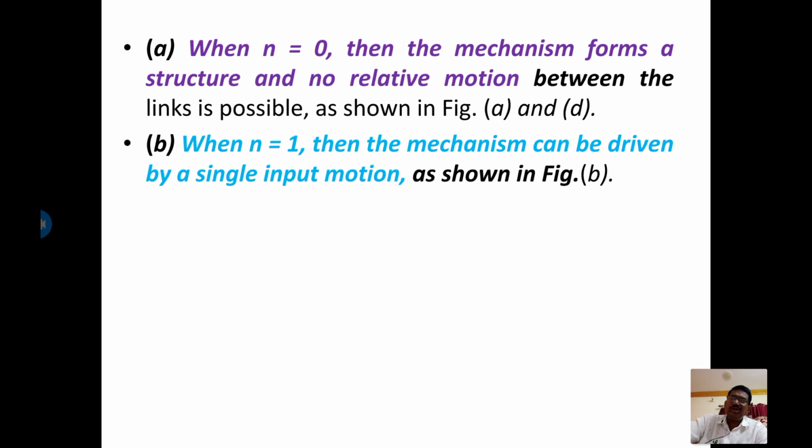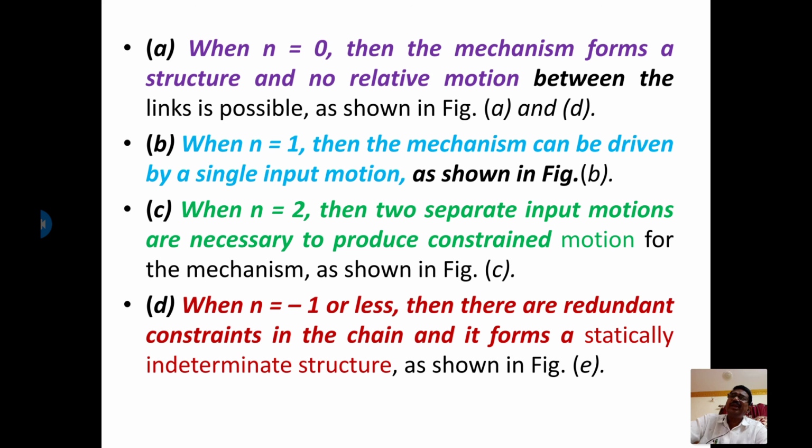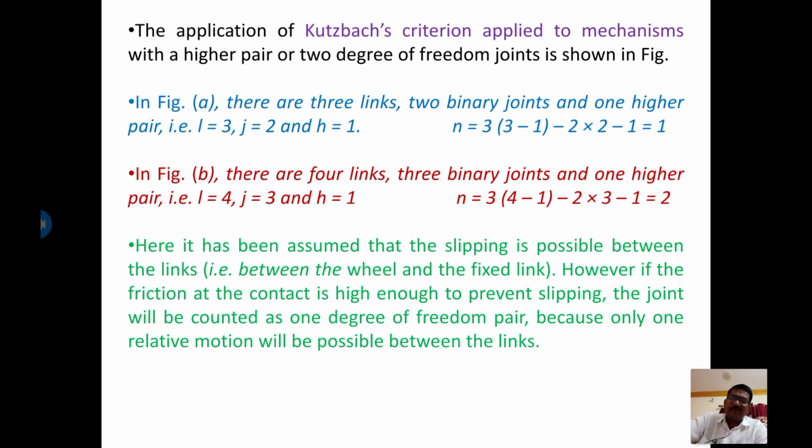And when n is 1, it is called a kinematic chain. When n is 1, the mechanism can be driven by a single input motion. When n is 2, two separate input motions are necessary to produce constrained motion for the mechanism. Similarly, when n is minus 1 or less, there are redundant constraints in the chain and it forms a statically indeterminate structure. So when the degrees of freedom is negative, we can say it is an indeterminate structure.